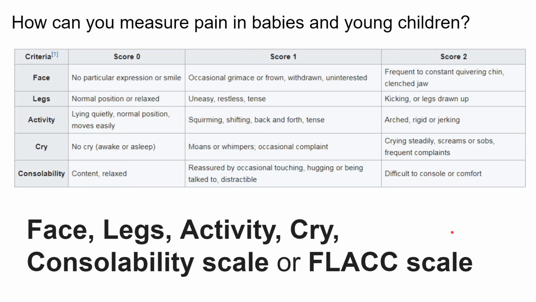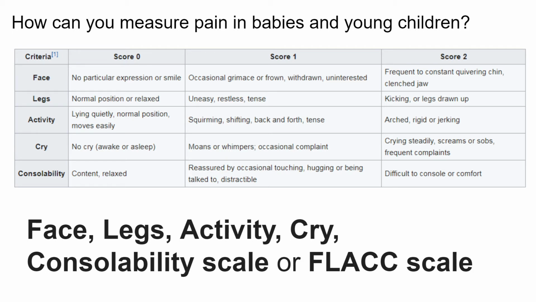So how do you measure pain in babies or young children who really can't talk? So they have different criteria and they score them. They look at the face. Is there no particular expression or are they smiling? Then you wouldn't have really a score there. If they occasionally grimace, frown, or are withdrawn or uninterested, that would be a 1, and then a frequent, constant quivering chin or a clenched jaw would be a 2.